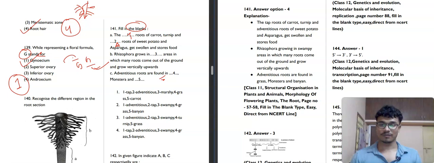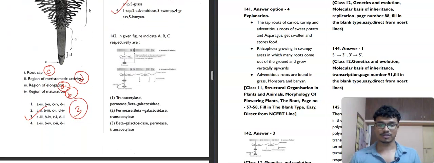Now B, Rhizophora grows in swampy areas, I mean muddy kinds of areas, in which many roots come out of the ground and grow vertically upwards. Now adventitious roots are found in grass, monstera and banyan. I have a trick for this. I told you GBM: grass, banyan and monstera. This is how you can remember. The fourth option is our correct answer.